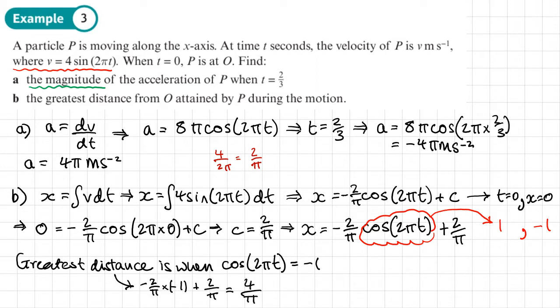I'm sort of doing a little bit extra really. I could find the time at which that greatest distance occurred, and then I would go on and solve this equation here. But I don't need to solve this to find the value of t. I just need to figure out what's going on here. How am I going to get this to be its maximum? That's going to be when this part is -1. So you get plus 2 over pi plus another 2 over pi. Greatest distance is going to be 4 over pi meters.